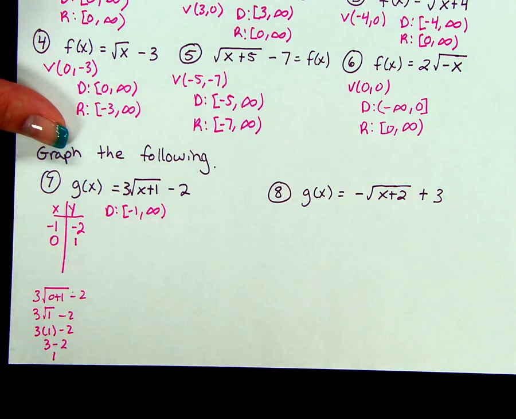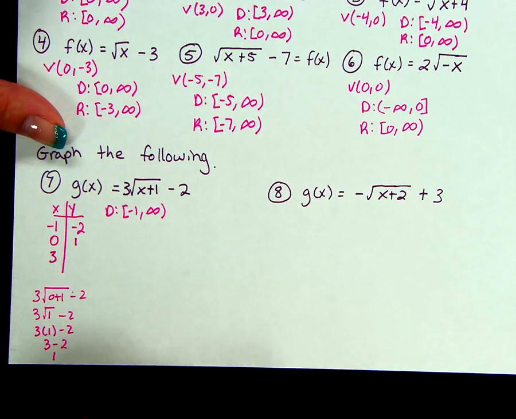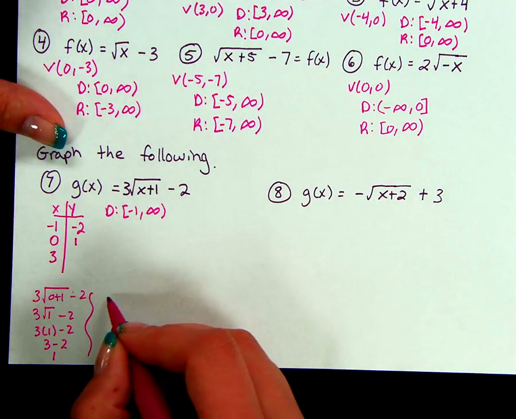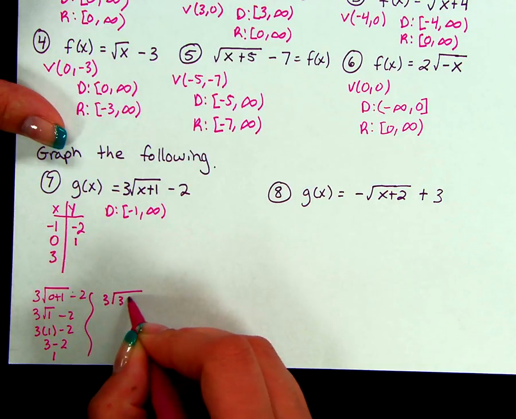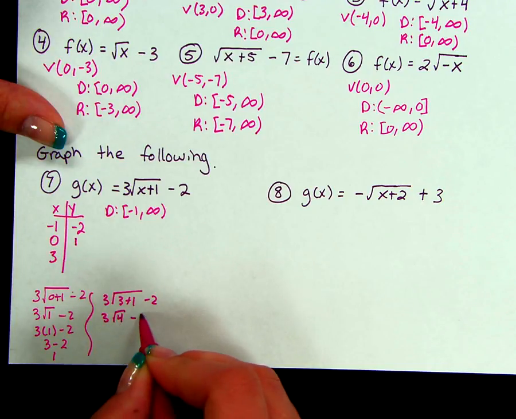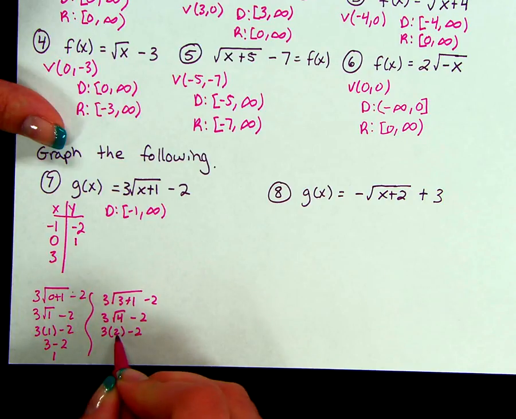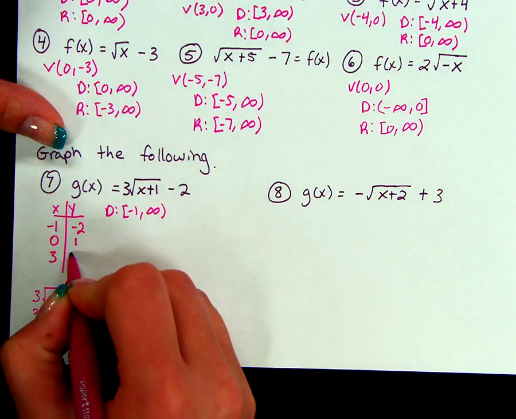Now the next number that I'm going to pick is 3. Okay, so if I do that, so we would have 3 plus 1 minus 2. So 3 plus 1 is 4. So we have 3 times the square root of 4 minus 2. So again, I can take the square root of 4 nicely. So this is really 3 times 2 minus 2. So 3 times 2 is 6. 6 minus 2 is 4.